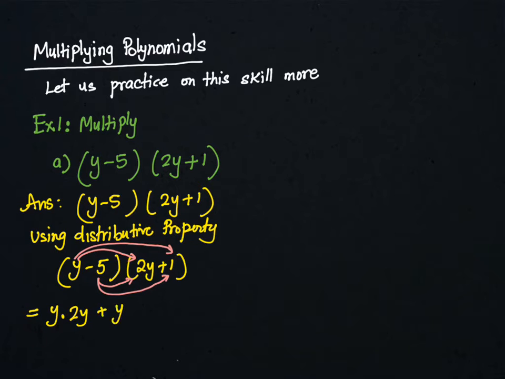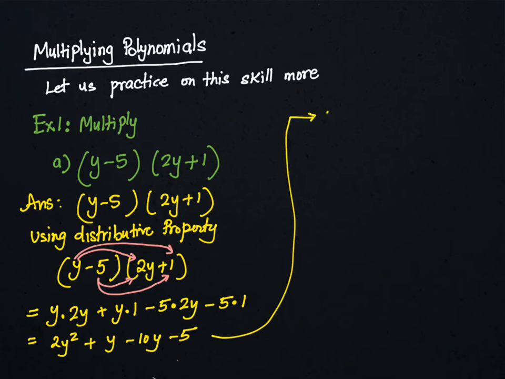So y times 2y, y times 1, 5 times 2y, 5 times 1. It's 2y squared plus y minus 10y minus 5. And then you combine like terms. And that's the answer.